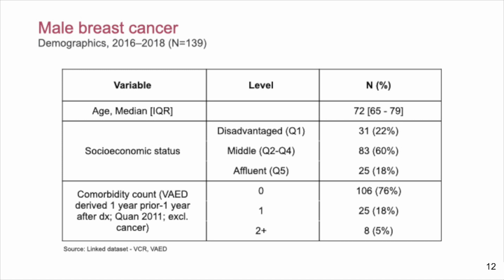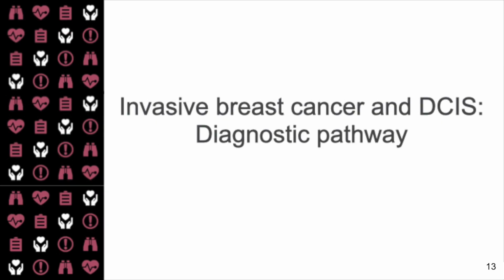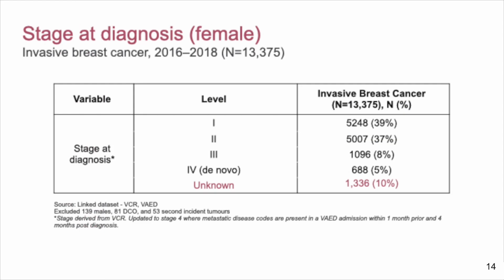And we know that about 1 in 100 breast cancers is diagnosed in men, and the numbers that we've got support that that's what's happening in this period in Victoria. So moving on to the diagnostic pathways for both invasive breast cancer and DCIS. We know that when we look at female breast cancer and we look at the stage of diagnosis, the majority of breast cancer in Victoria is diagnosed at an early stage.